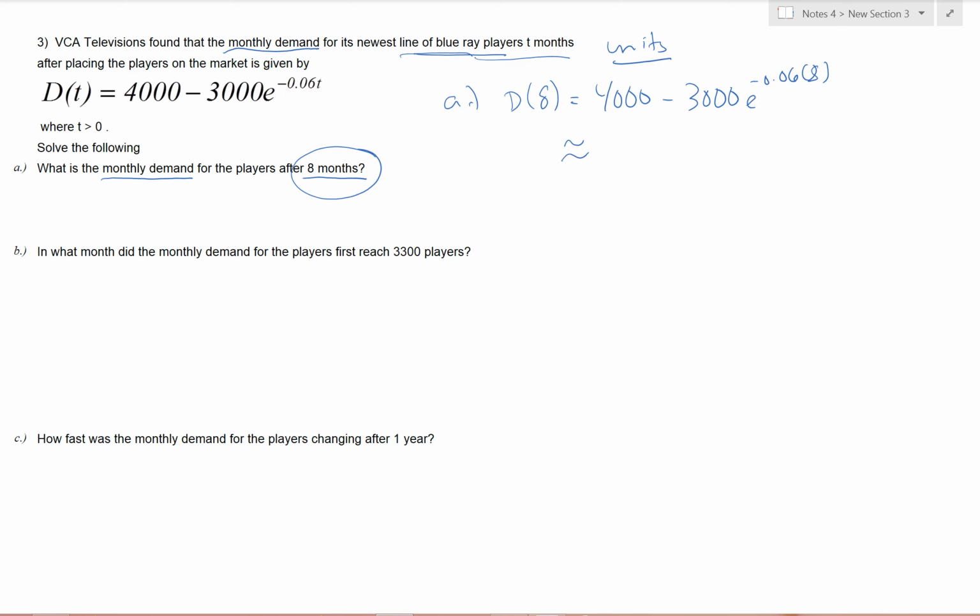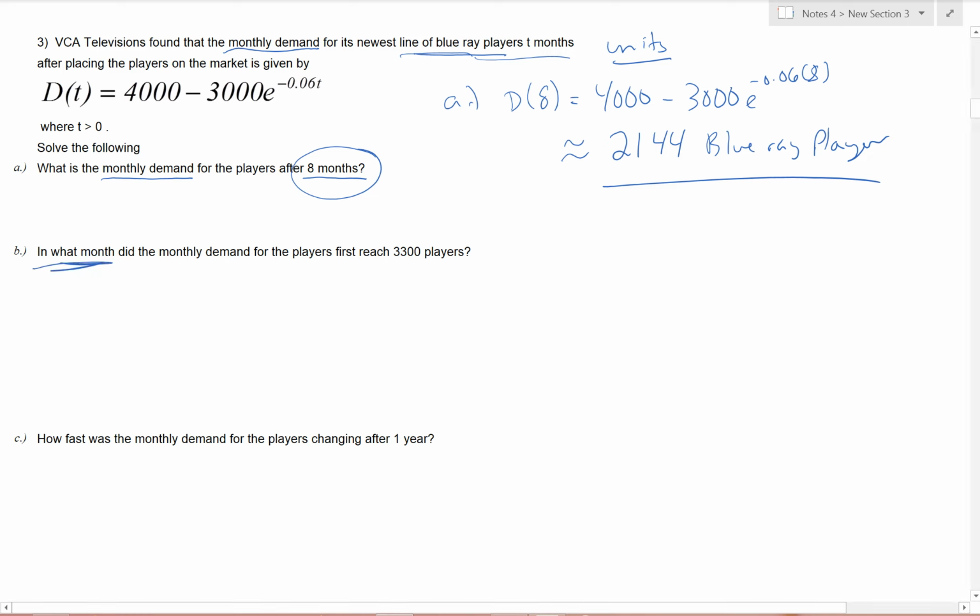So it comes out to 2143.6. I'm going to round up to 2,144 Blu-ray players. Units: always include units. You don't want to lose points on the test, homework, or the final for not including units. Always include units.